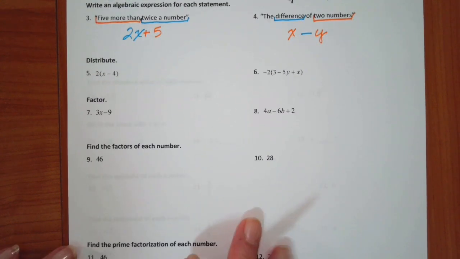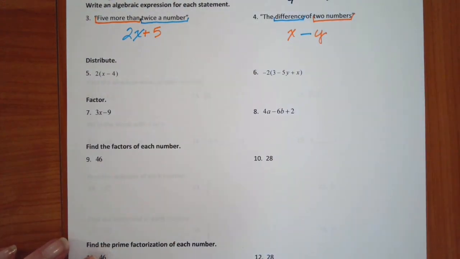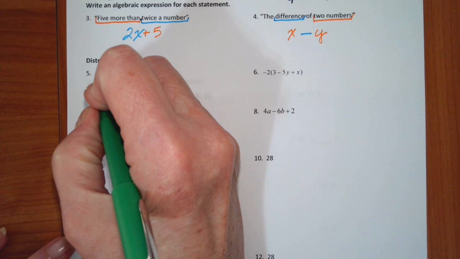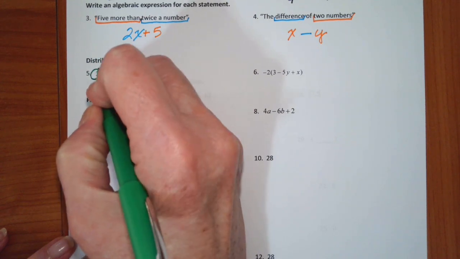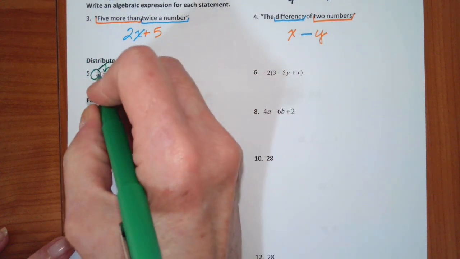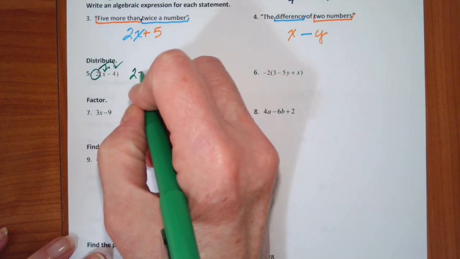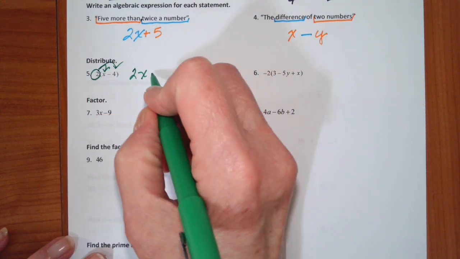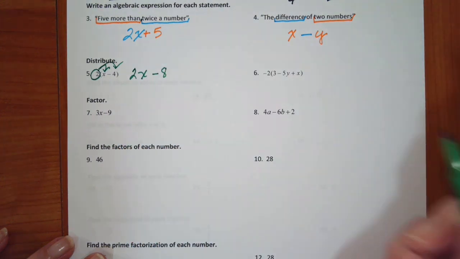All right, if I want to distribute, that means I take what is outside the parentheses and I multiply everything inside by that number. So 2 times x gives me 2x. 2 times negative 4 is negative 8. And I'm done.